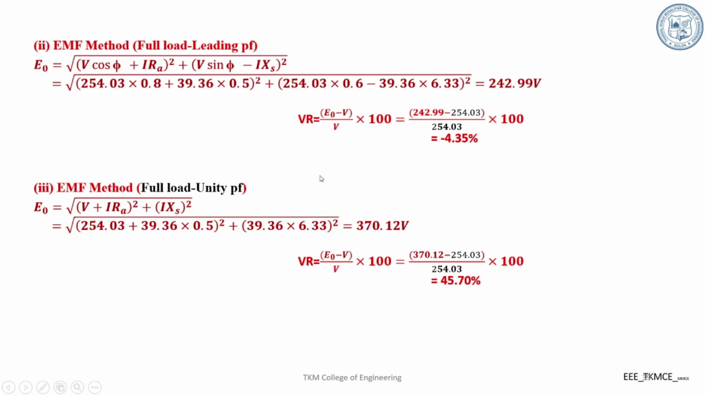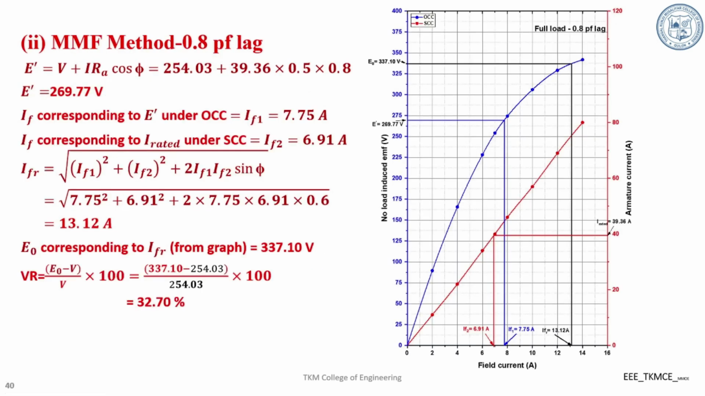Now let's see the MMF method, full load, 0.8 power factor lag. After suitably selecting the scale, we need to draw the open circuit and short circuit characteristics. Here on the x-axis, one division is taken as 2 ampere, on the y1 axis, that is no load induced EMF, one division is taken as 25 volt, and on the y2 axis, one division is taken as 20 ampere.